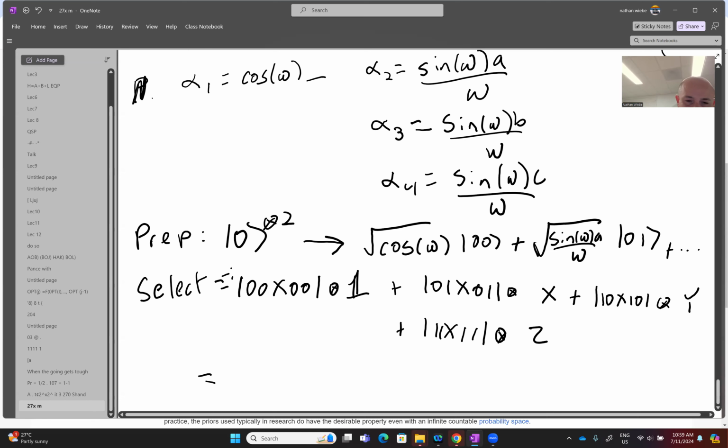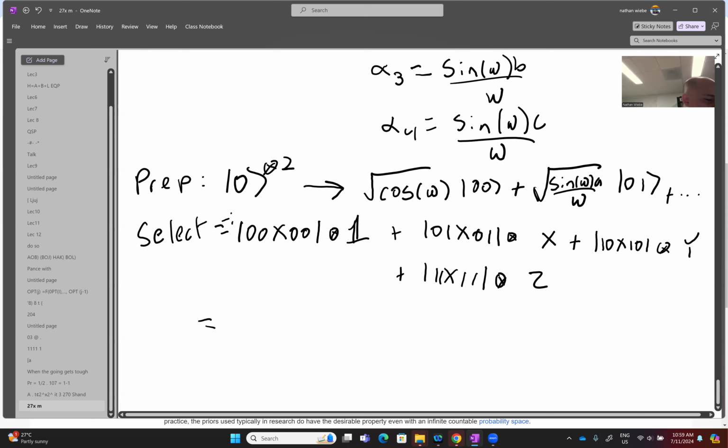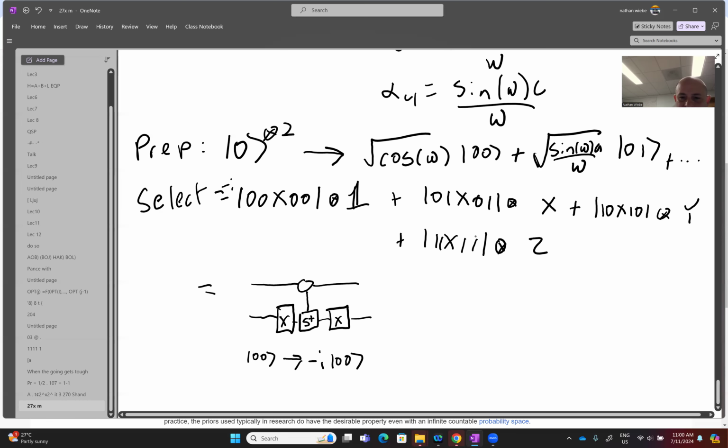So in particular, this circuit can be constructed in the following way. Let's build an input circuit that has X, then a 0 controlled S dagger operation, and then X. And this will have the action that 0, 0 will go to minus I, 0, 0. And everything else will just get mapped to itself. Okay, so that handles the first term. Now let's deal with the rest of them.